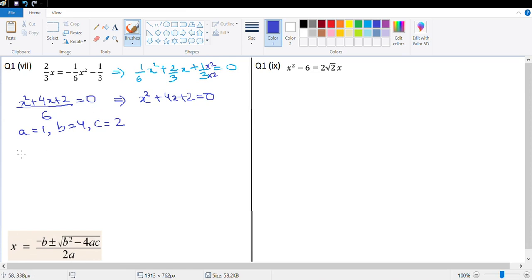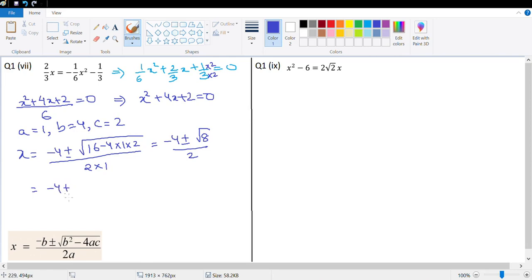So, x will be equal to minus b, in this case minus 4, plus minus root of b square, in this case 16, minus 4 into 1 into 2, upon 2a, which is 2 into 1. That would be equal to negative 4 plus minus root of 16 minus 8, that's root 8, upon 2. Root 8 would be 4 into 2, which is 2 root 2, upon 2. So this is equal to negative 2 plus minus root 2. Yes, negative 2 plus minus root 2.